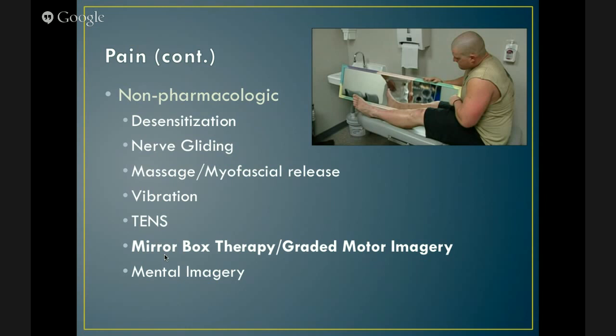Nerve gliding, if somebody has scar tissue and they're having traction on a nerve with range of motion, things like that, therapists can practice nerve gliding. Massage or myofascial release if there's pain with movement or pressure from scar tissue, obviously breaking that tissue down, softening it up, getting it more mobile is very important.